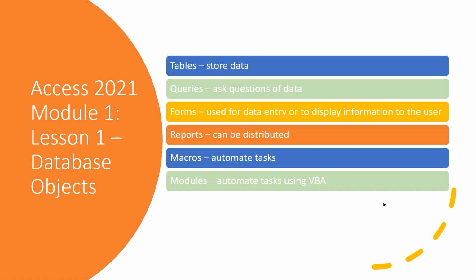Modules store the same thing, except it's different. They also automate tasks, but using Visual Basic for Applications language, also known as VBA, to write some code to help you automate tasks. So modules in Access are actually more powerful than macros.